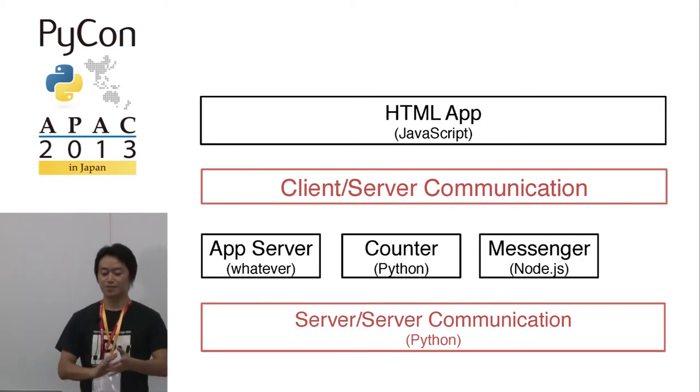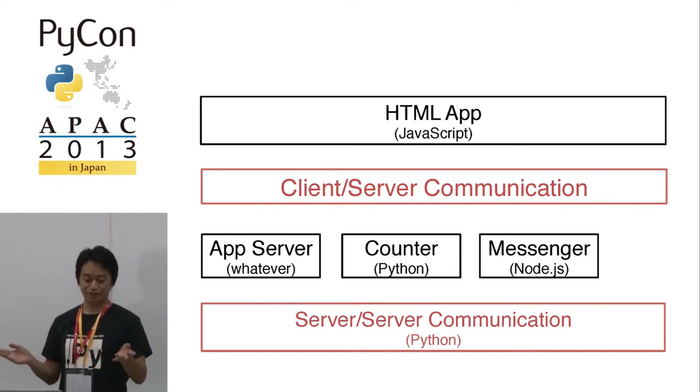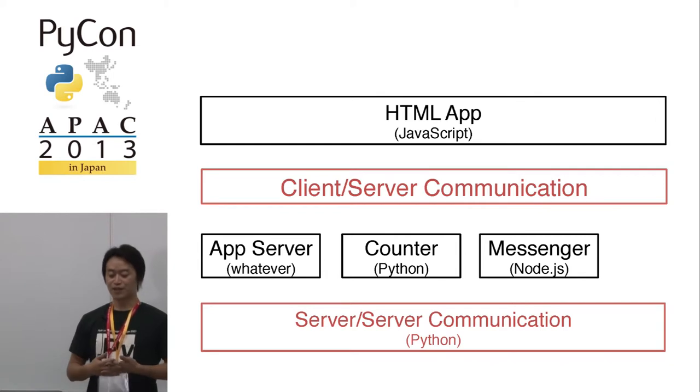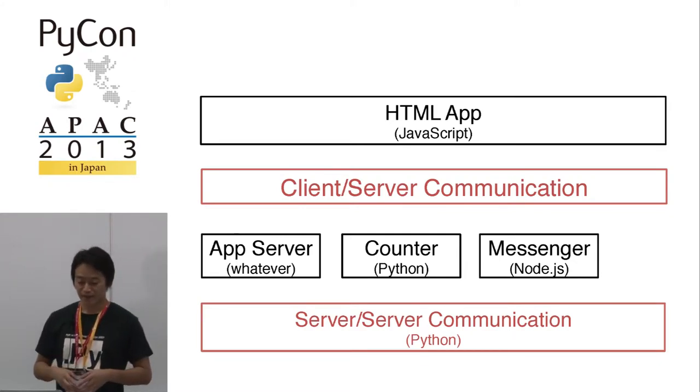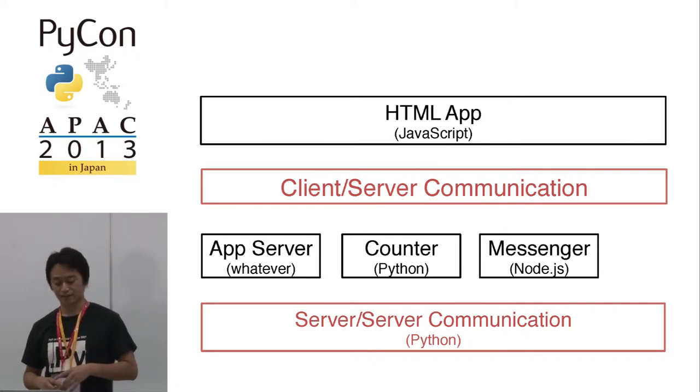So a web browser application is basically JavaScript. Even if they use CoffeeScript or whatever, it ends up as JavaScript anyway. So we have a role to develop and maintain a library to take care of client-server communications. And HTML application developers do not care about the server, only the libraries.